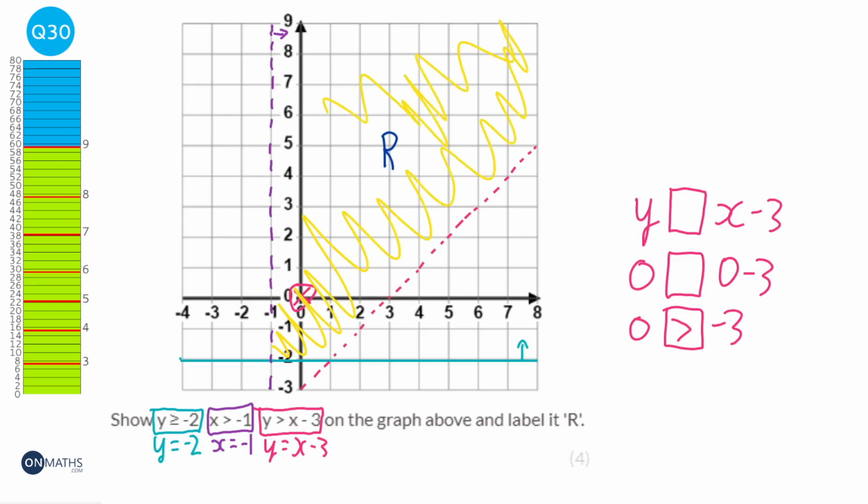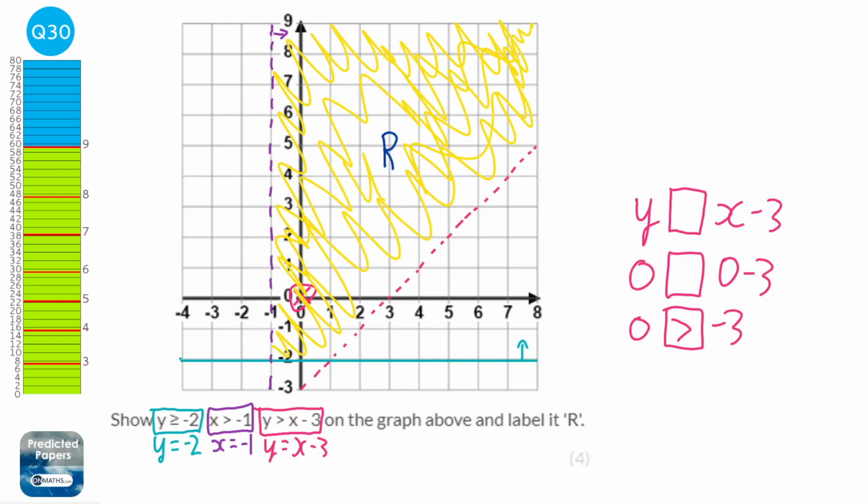anywhere at all. And you're asked normally to mark it with an R. I'm kind of colouring it in just because your R can be anywhere within this region. It can actually be at 0, 0. Anywhere within the yellow region would give you the mark.